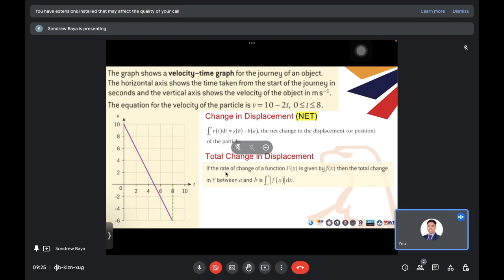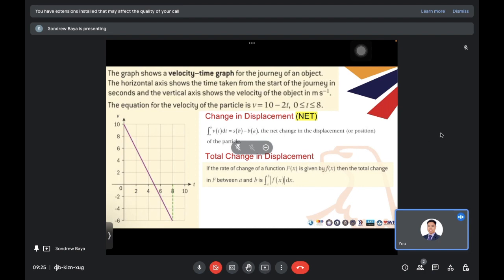However, for the total change, we're talking about the individual changes. Therefore, it should be positive. Okay, so the total change should be positive. For us to ensure its positivity, we have to put in an absolute value symbol.